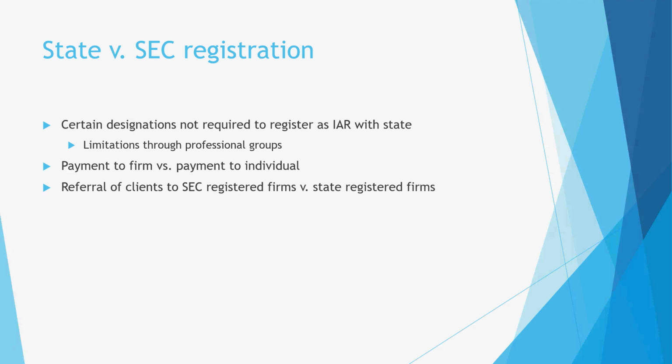So some states do not permit entities to be paid directly, so the solicitor agreement must be paid to the individual. So this is something to consider where the solicitor is not necessarily the owner of the RIA and the owner wants to somehow receive a part of that solicitation fee. So again, make sure you're looking to state law to be very clear on what kind of arrangements are allowed.